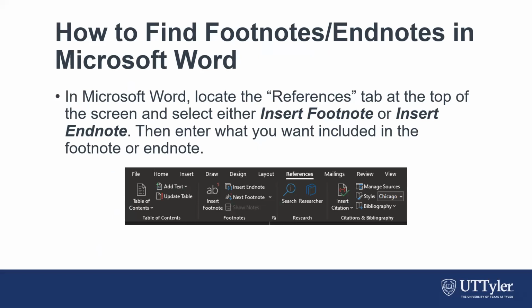you go to the top, to the tab that's called References, and then within the footnote section, you'll either insert footnote or insert endnote. Then it will create that superscript and the note at the bottom of the page and allow you to put in the full citation for the work that you are trying to cite.